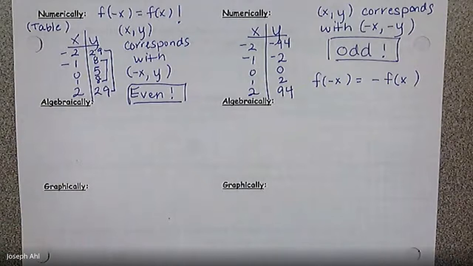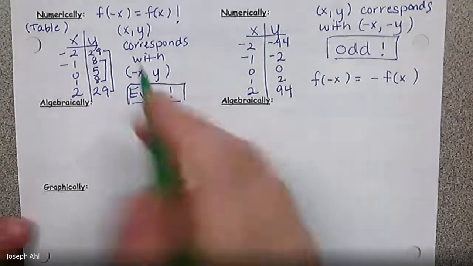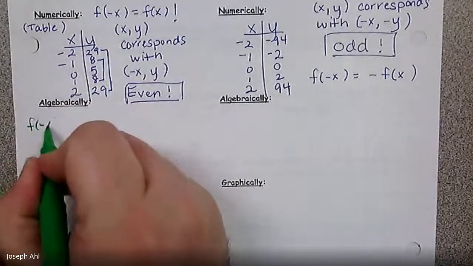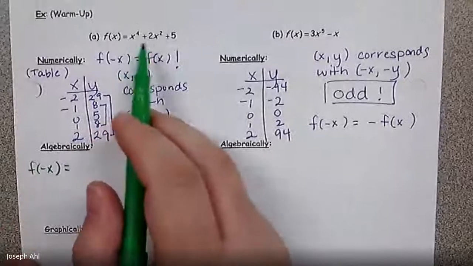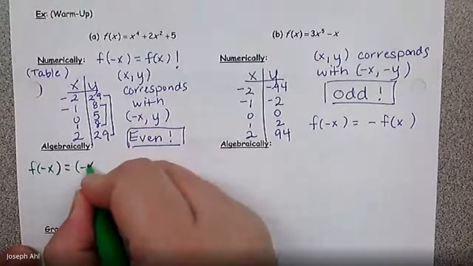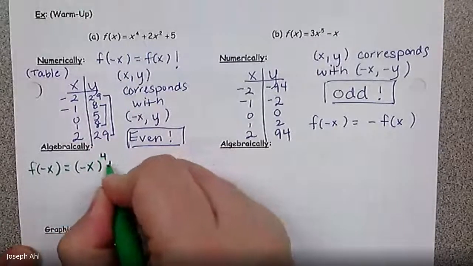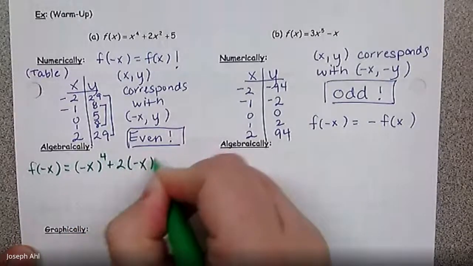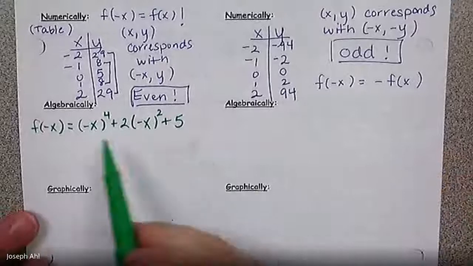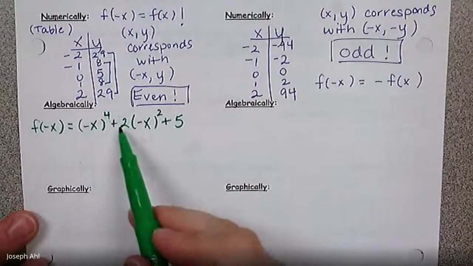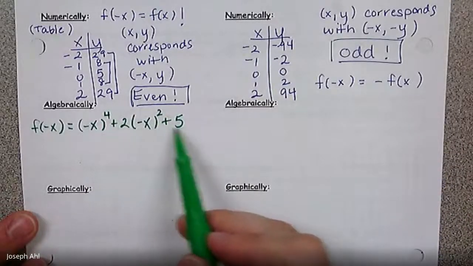To do some algebra, for confirming that this one's even, we're going to compute what f of -x is. How do I do f of -x in the original function? It says take all your x's and replace them with a -x. So when I do that, I would get (-x) to the fourth plus 2 times (-x) squared and then plus 5.